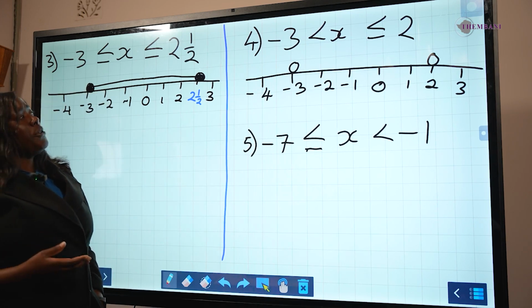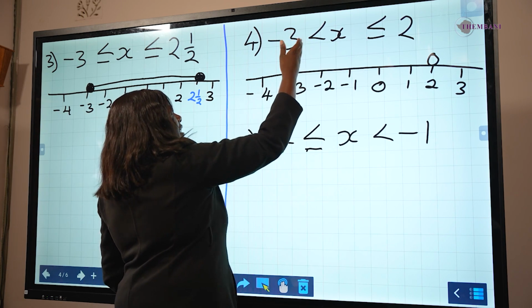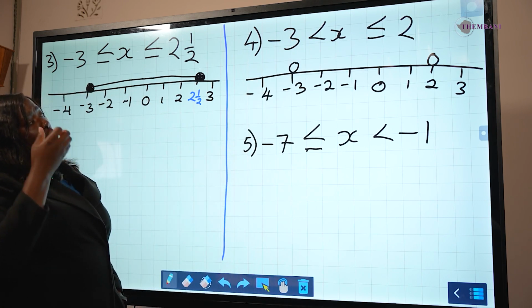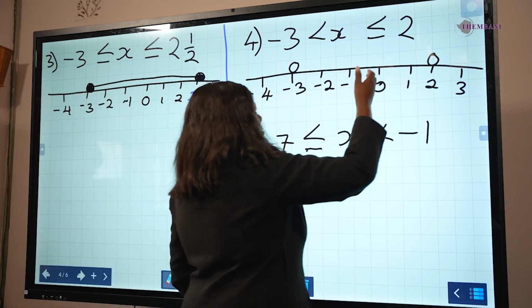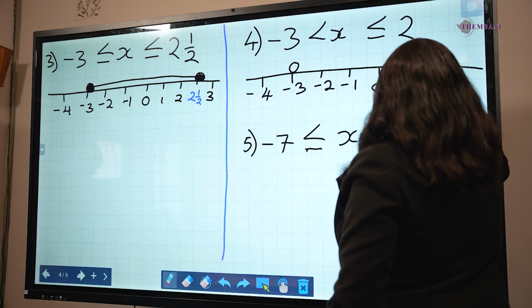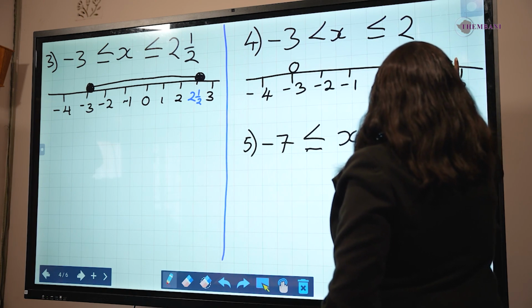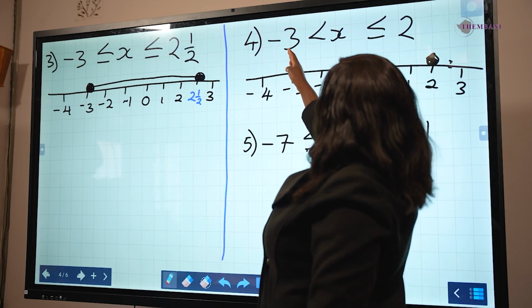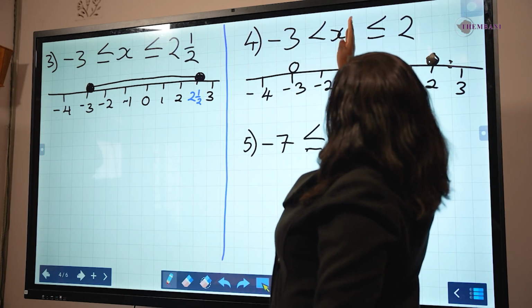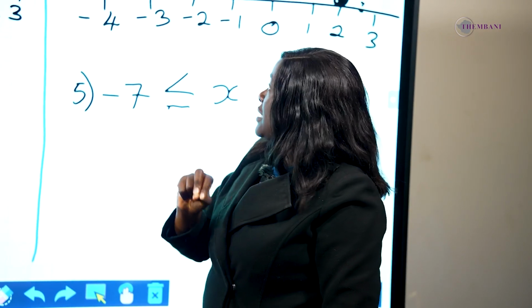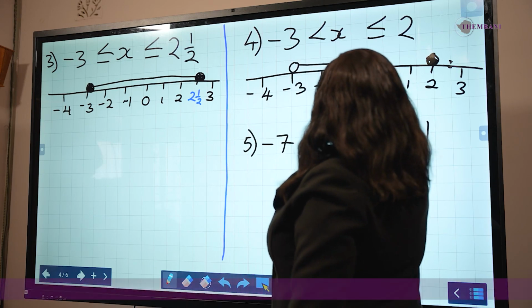After doing that, I'm going to look at this inequality sign on -3. It's not shaded because it just doesn't have an or equal to. But here on 2, I have to shade because of this or equal to. Then I'm going to read my inequality. My inequality is -3 is less than x, which means the values of x are greater than -3. So it means my arrow is going to move in this direction.